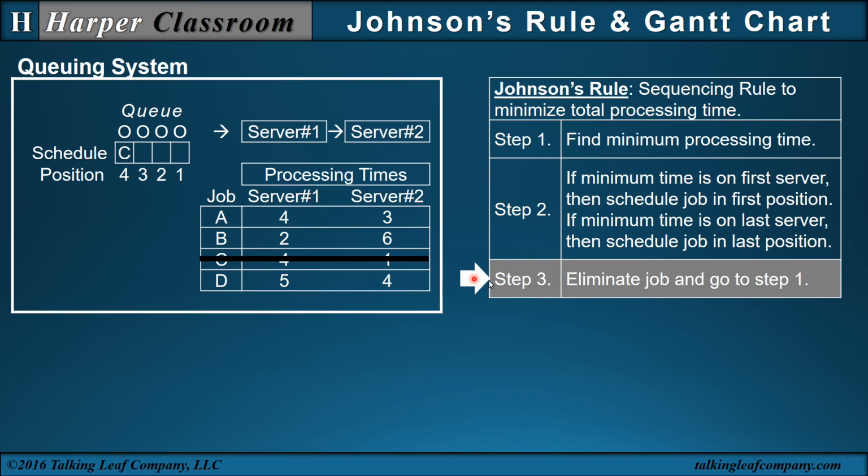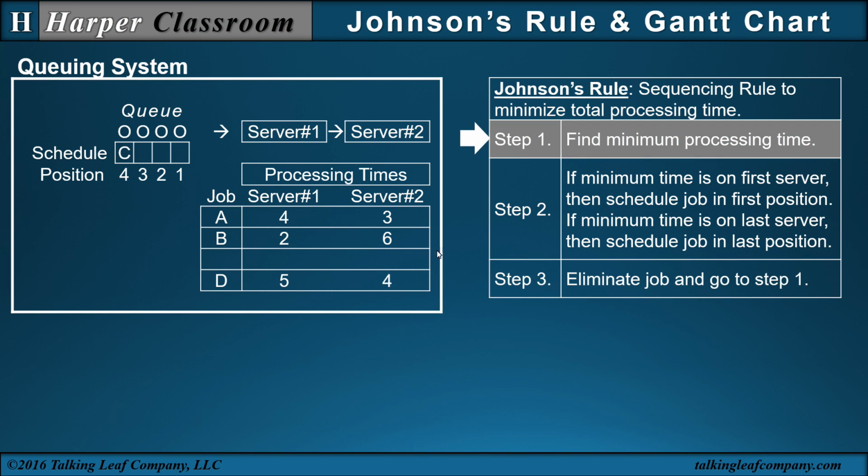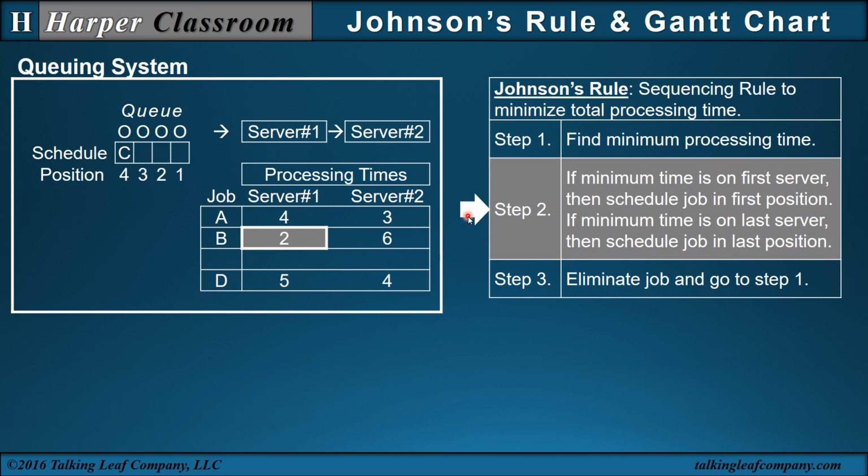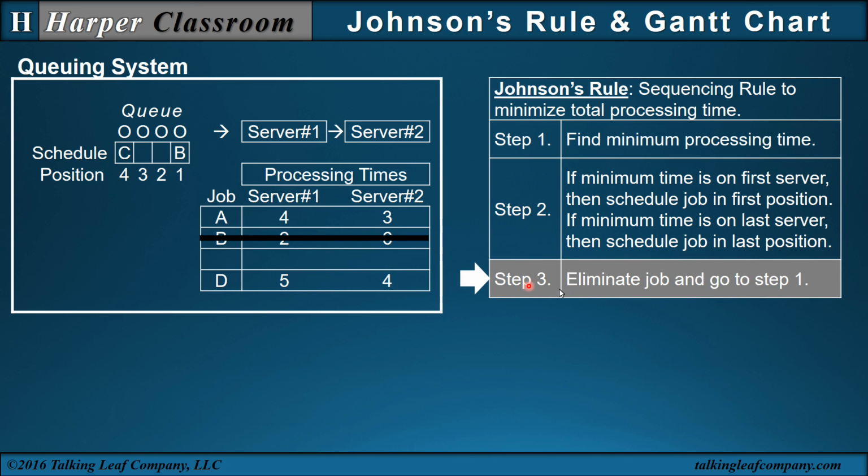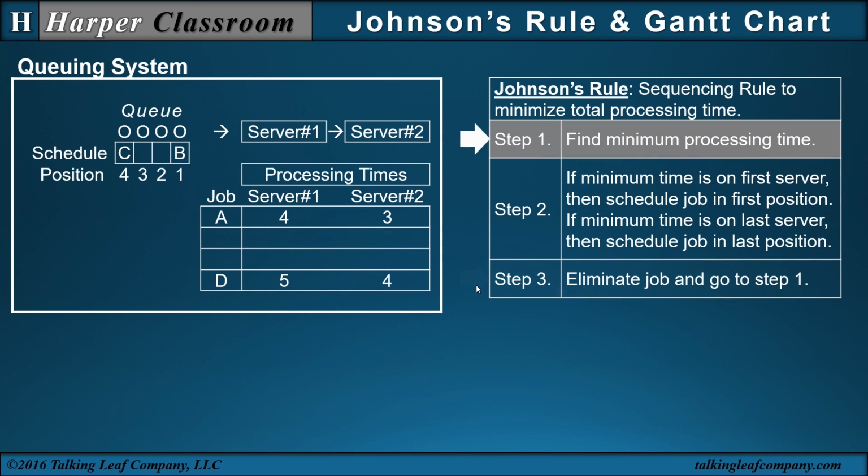Step 3. Eliminate the job and go to step 1. Step 1 is find the minimum processing time of the 6 remaining times of the 3 remaining jobs. The minimum time is 2. Step 2. Since the minimum time is on the first server, schedule the job in the first available position. Step 3. Eliminate the job and go to step 1.